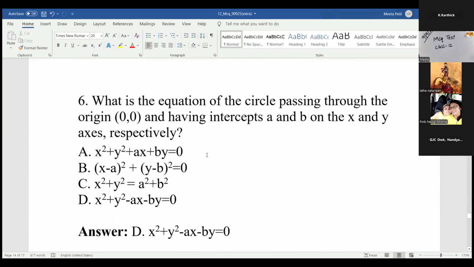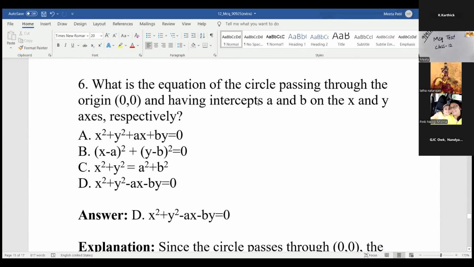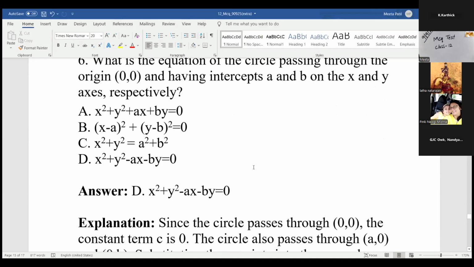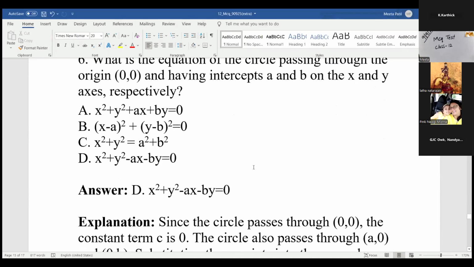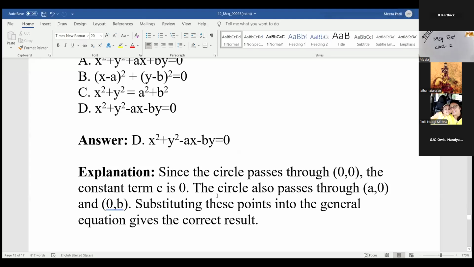And for the sixth question, what is the equation of the circle passing through the origin (0, 0), having the intercepts a and b on the x and y axis respectively? For that one, your equation will be x square plus y square minus ax minus by, which is equal to 0. So the circle passes through, how is it passing? The coordinates will be (a, 0) and (0, b). So if you substitute in the general equation, you will get this equation.